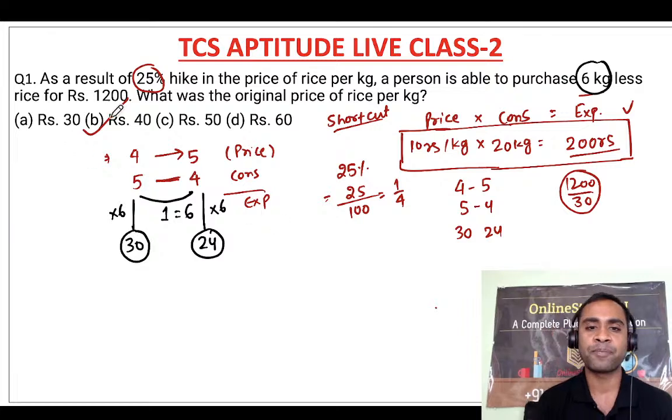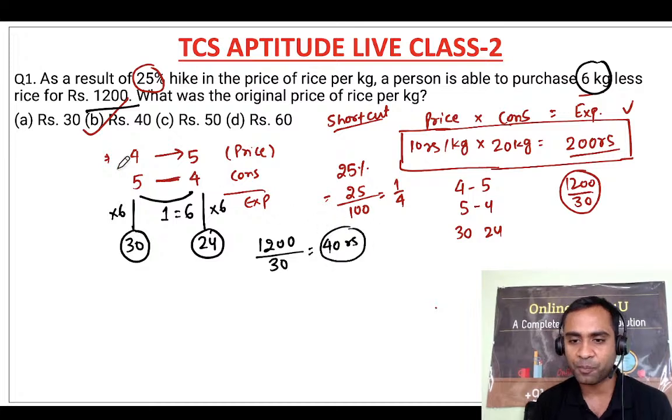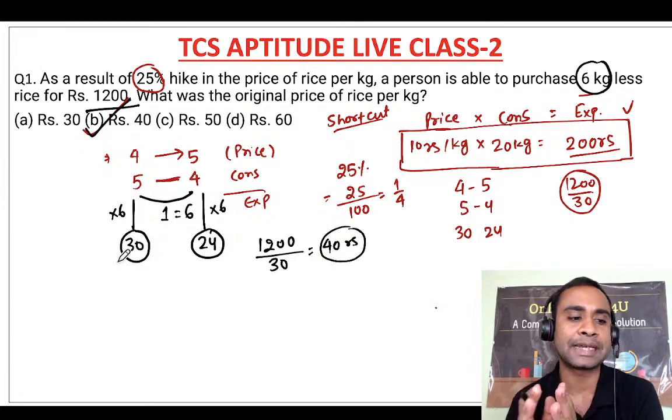So in 1200 rupees they were buying 30 kg rice. That means the price was 40 rupees. The price was 40 rupees. Option B will become the correct answer.